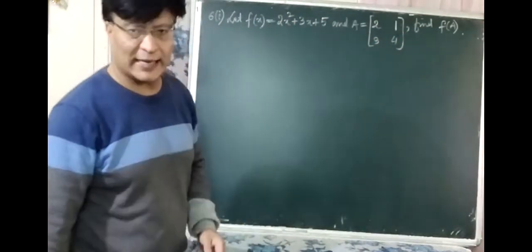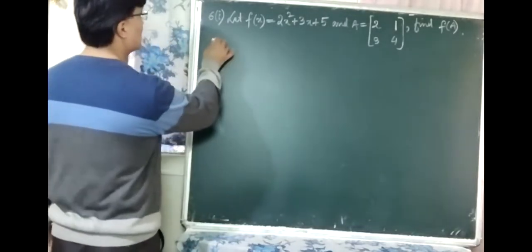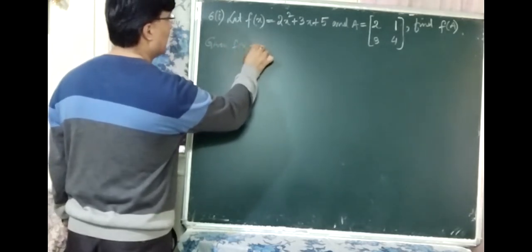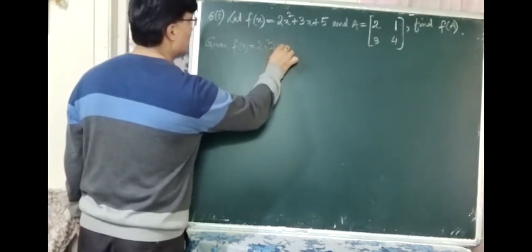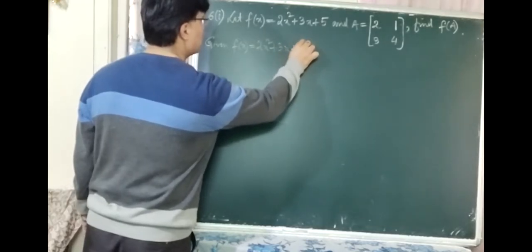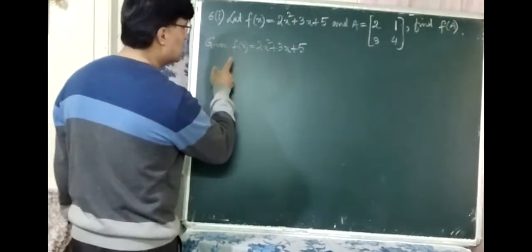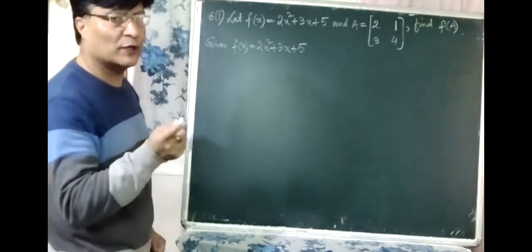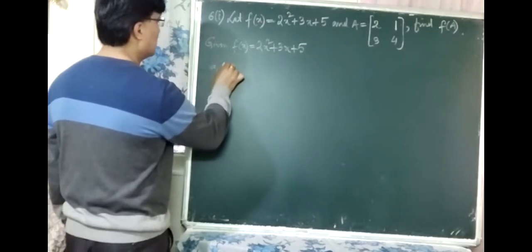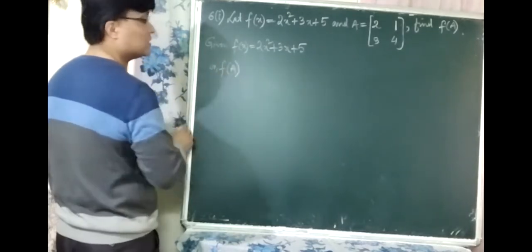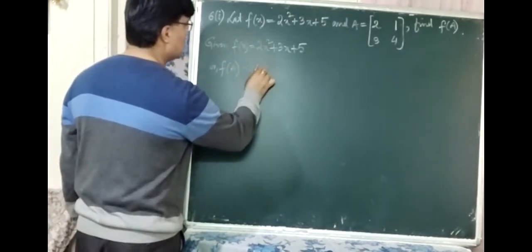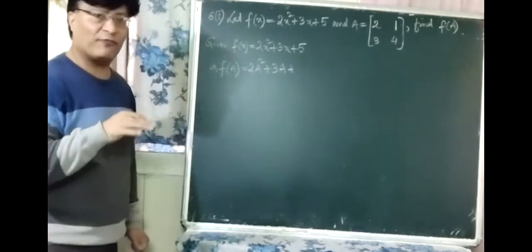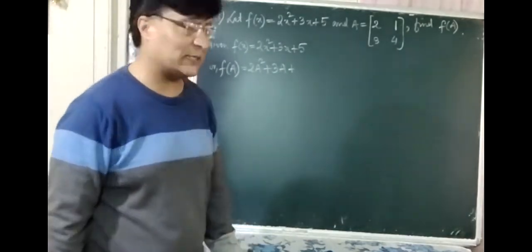Find f of A. Now let us write down the given function. That is, given function here is f of x is equal to 2x square plus 3x plus 5. Right? Let us put x is equal to A, because you have to get the value for function of the matrix A. Or let us put capital A instead of x, this is your 2A squared plus 3A plus, you have to write 5 in terms of matrix also. How can you write it?